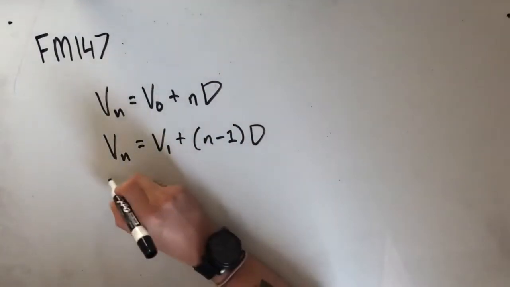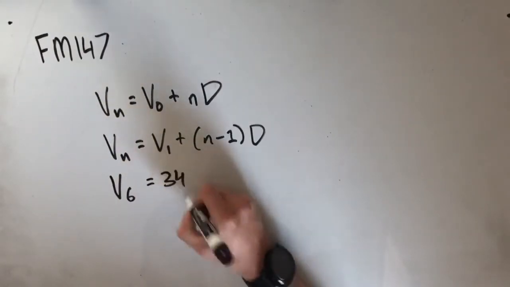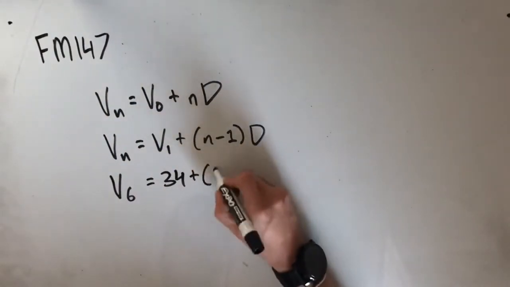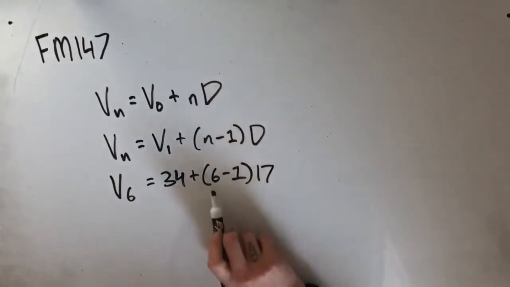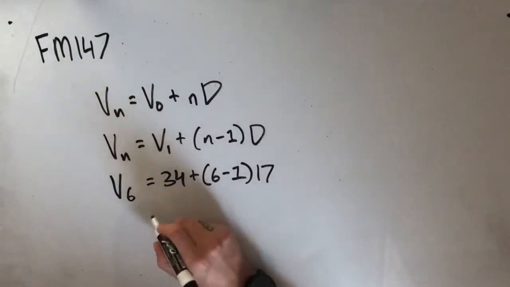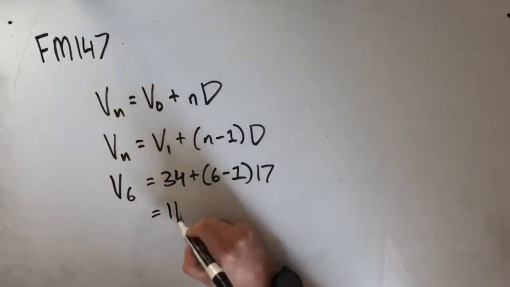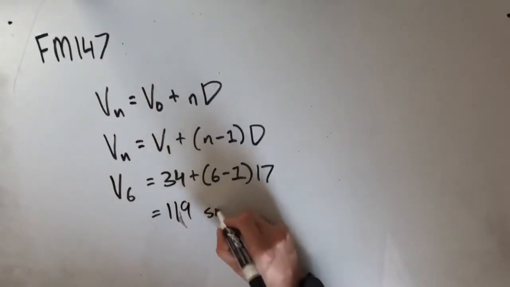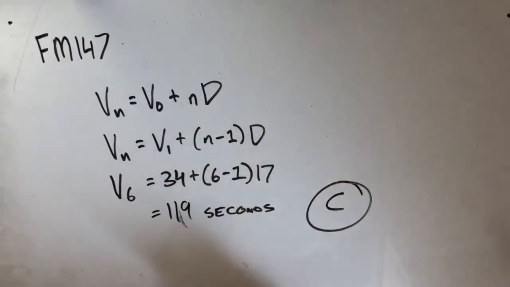So plugging in our unknowns, we've got V6 equals, his first attempt was 34, plus (6 minus 1) times 17. So we're going to be adding 5 lots of 17 to our initial value, which is going to land us at 119 seconds, meaning that our answer is option C.